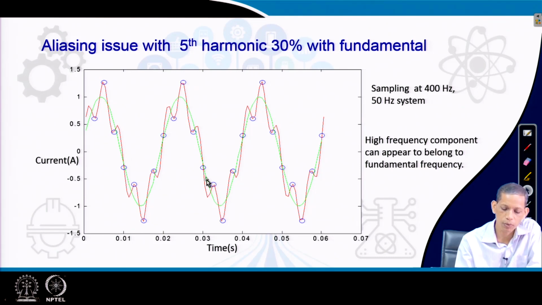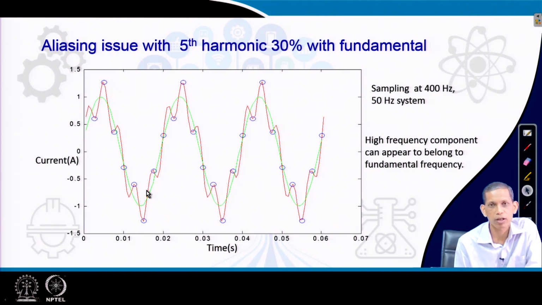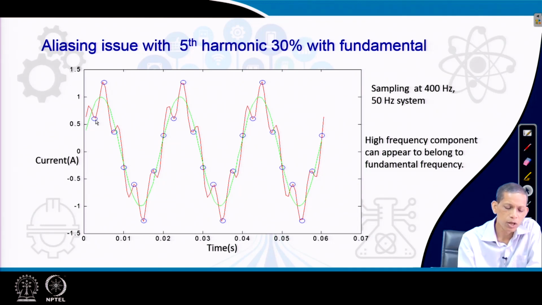Another related issue: let us say the fundamental signal is the green one, and the red one is a contaminated signal, the 50 hertz component contaminated by fifth harmonic with 30% fifth harmonic to the fundamental. So, let us assume that this is the signal available to the relay in a typical distribution system, in the current.